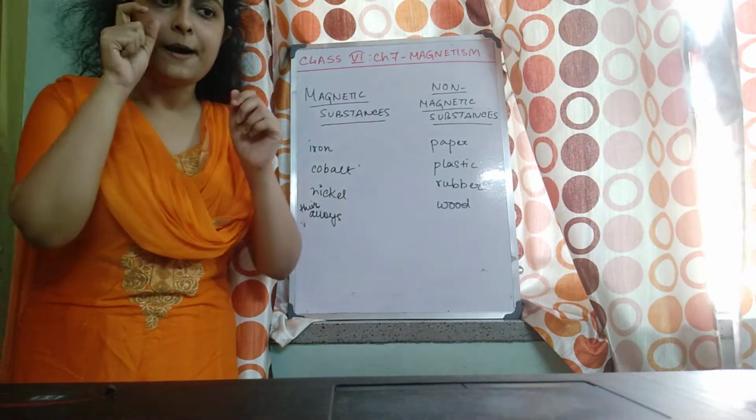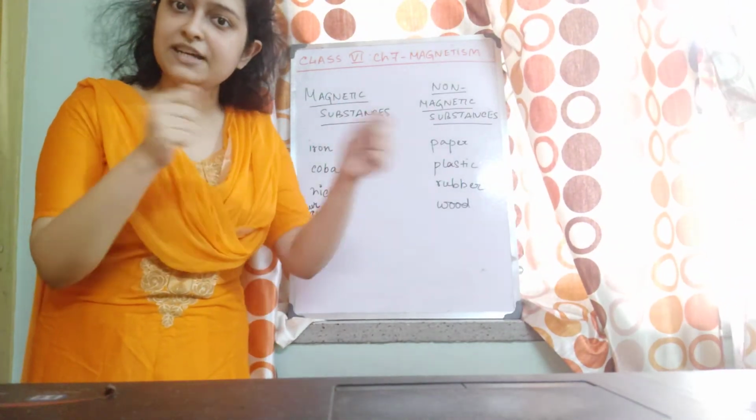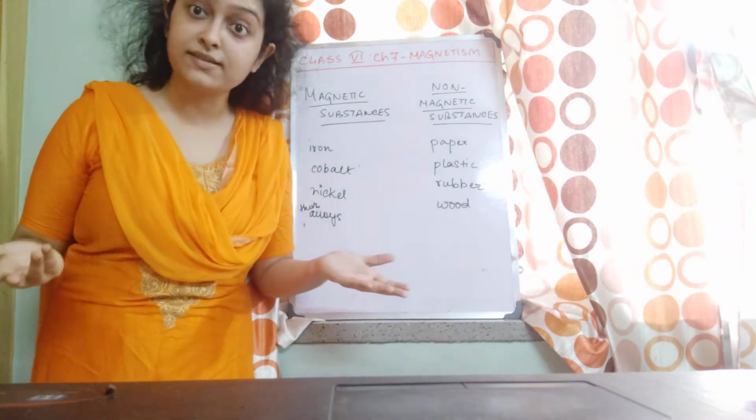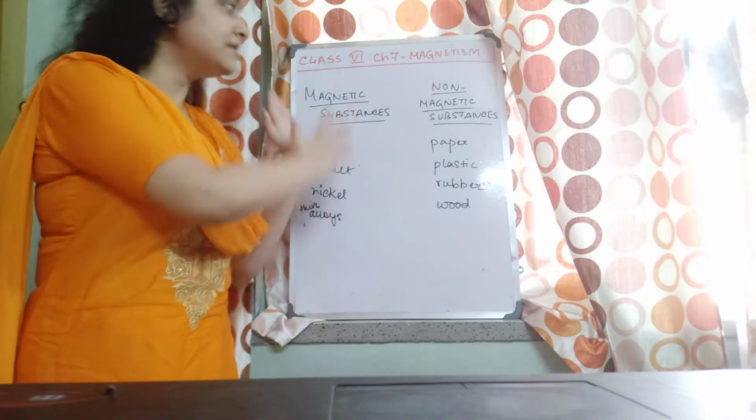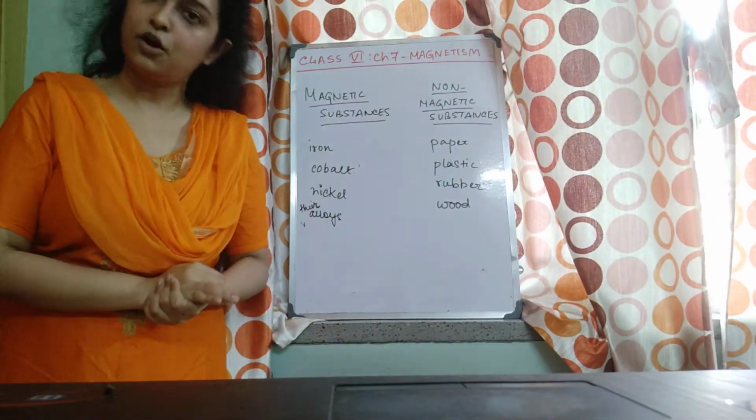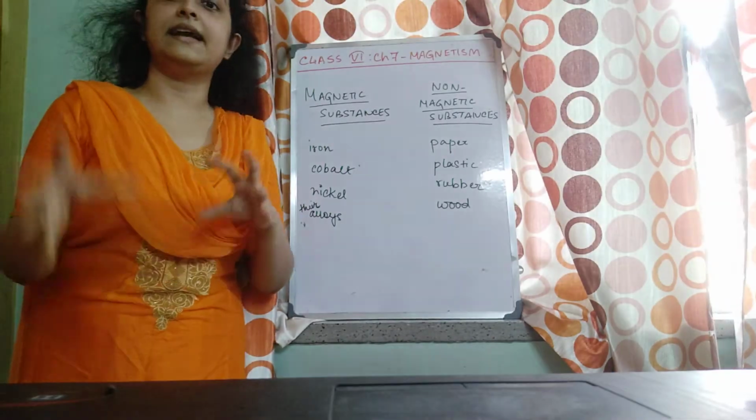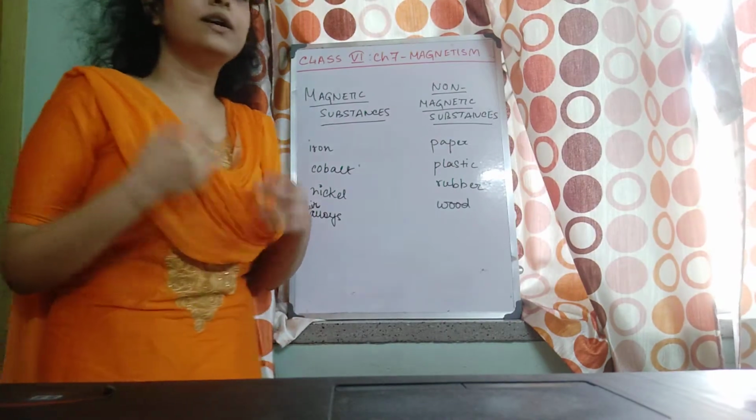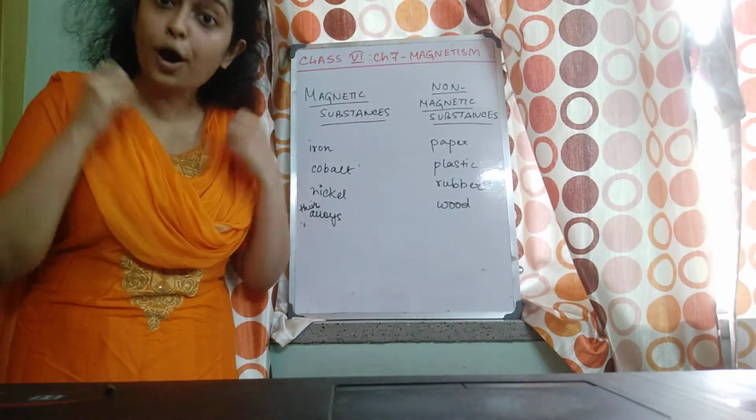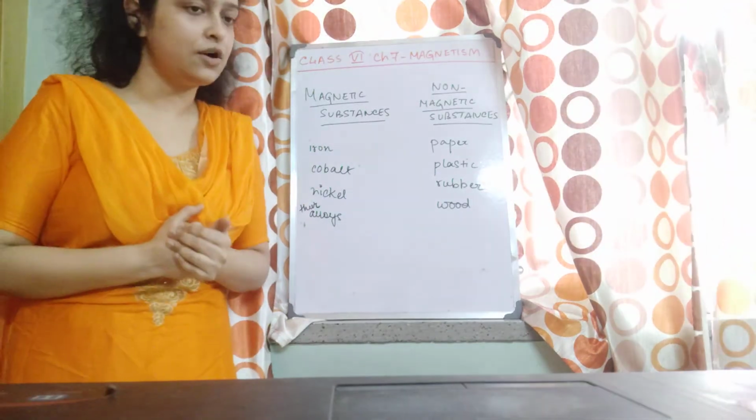So if you bring a magnet in front of a paper, will it get attracted to the magnet? No, because it's a non-magnetic substance. So these are the magnetic substances, these are the non-magnetic substances. And how do we differentiate them? On the basis of whether they are getting attracted by a magnet or not. And what is magnetism? Magnetism is a property of a magnet by which it can attract other magnetic substances.